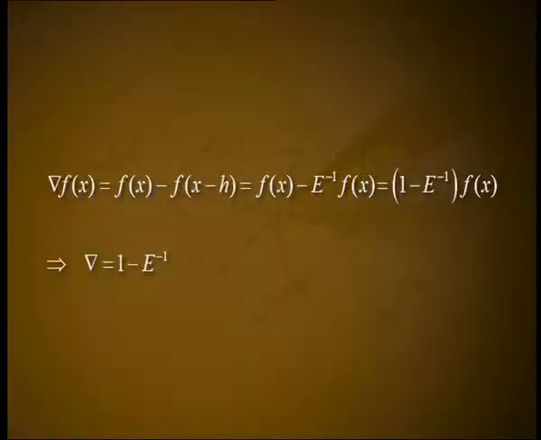Number 4: del equal to 1 minus e inverse. Proof. Consider the function f of x. Del f of x equal to f of x minus f of x minus h. That is equal to f of x minus e inverse of f of x. That is 1 minus e inverse of f of x. This implies del equal to 1 minus e inverse.